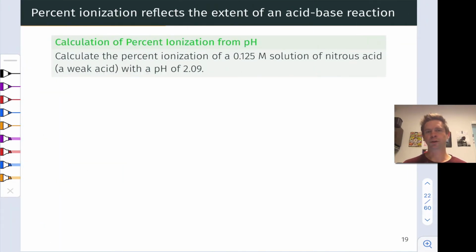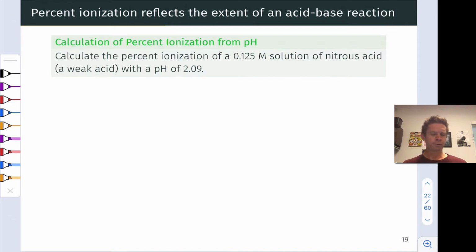In this problem, we're going to practice and apply our understanding of percent ionization, calculating percent ionization from a given pH value. So we know we're starting with a 0.125 molar solution of nitrous acid. It's a weak acid. That's actually all we need to know for the purposes of this problem. And we know that when we measure the pH of this solution at equilibrium, that pH is 2.09.